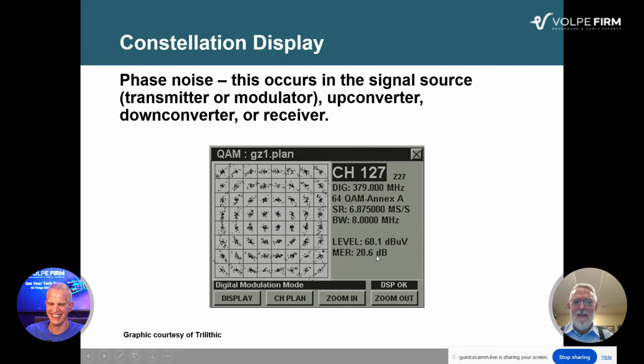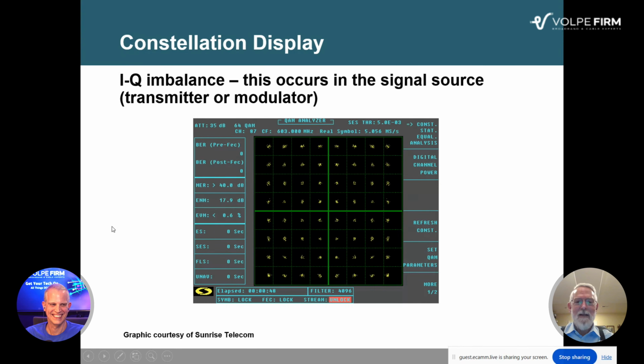And RxMER is in the dumpster. It's under 21 dB. So this is not good. This is not good. All right, now here's one you're not likely to see in today's QAM modulators.